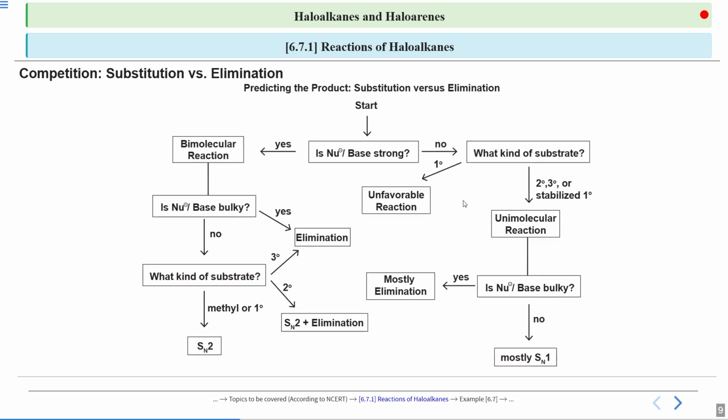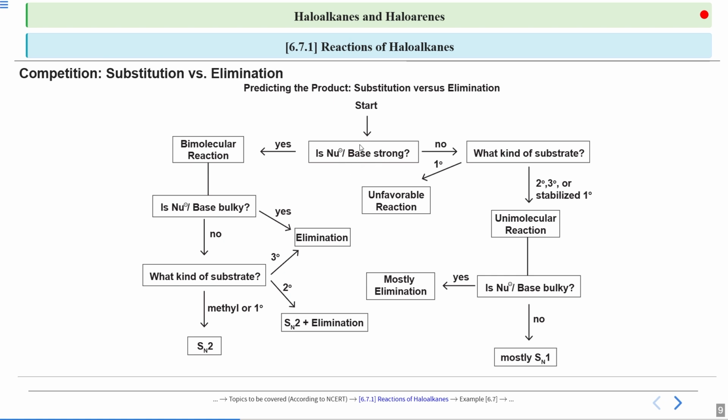So let's understand this flow chart. This is the flow chart for predicting the product, either through substitution or elimination, and through which mechanism you are going to get your product. Let's start. First of all, we will look at the nucleophile. The process begins with your reactant, which is basically your substrate, in this case haloalkanes, and your nucleophile, or you can also call it a base.